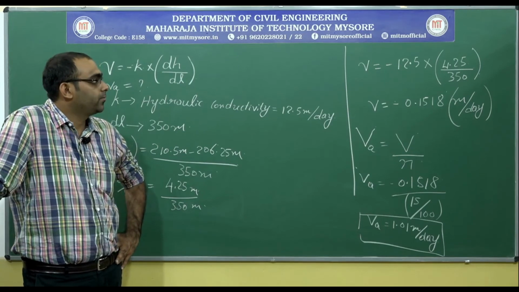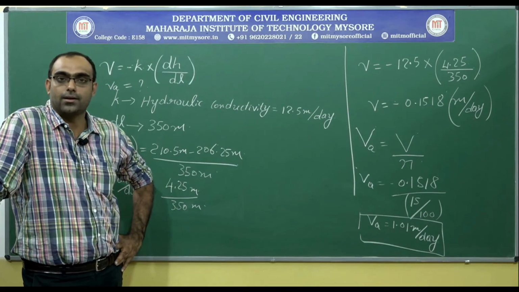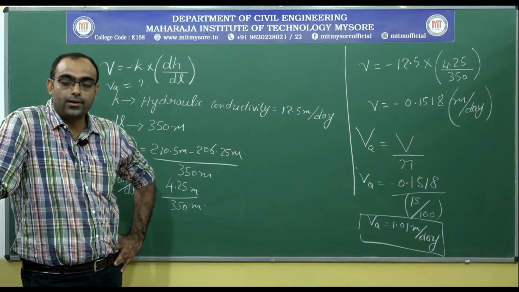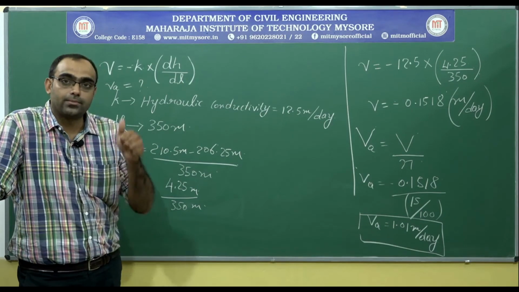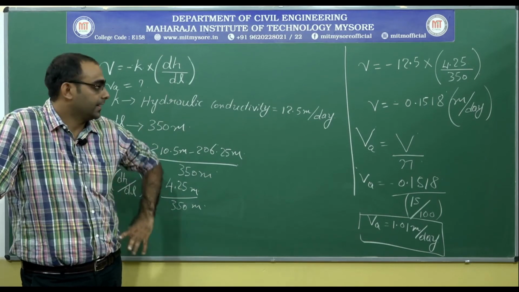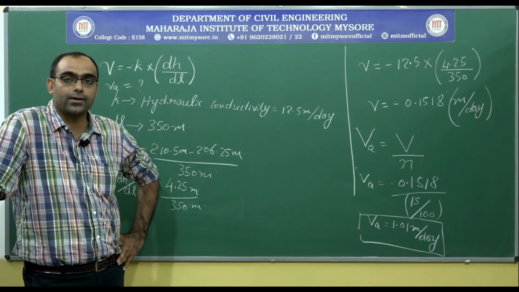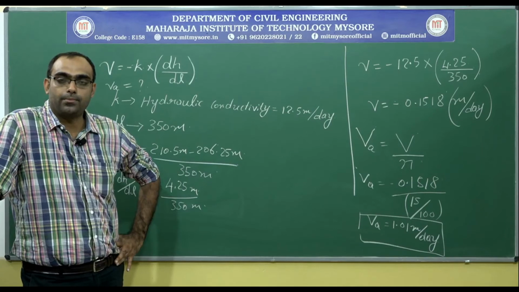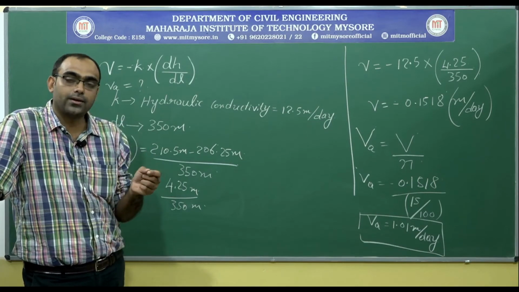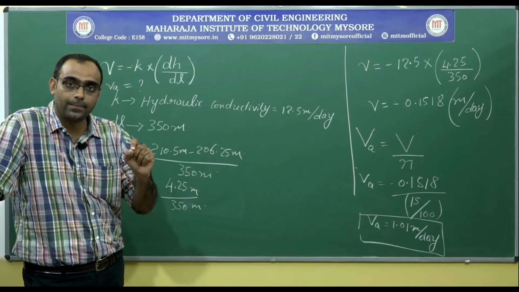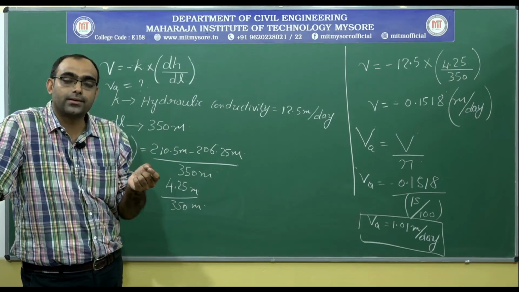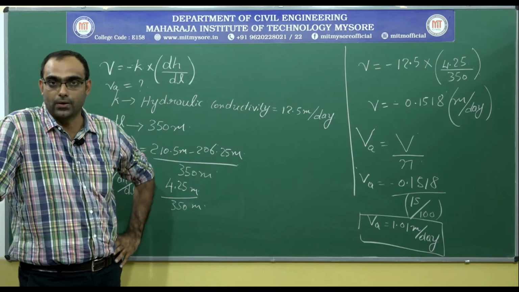Next we will move on to the next property of the aquifer, or the next measurable property of the aquifer. The next measurable property of the aquifer is the transmissibility, or it is called transmissivity, or it is also called the transmissivity coefficient. Okay.